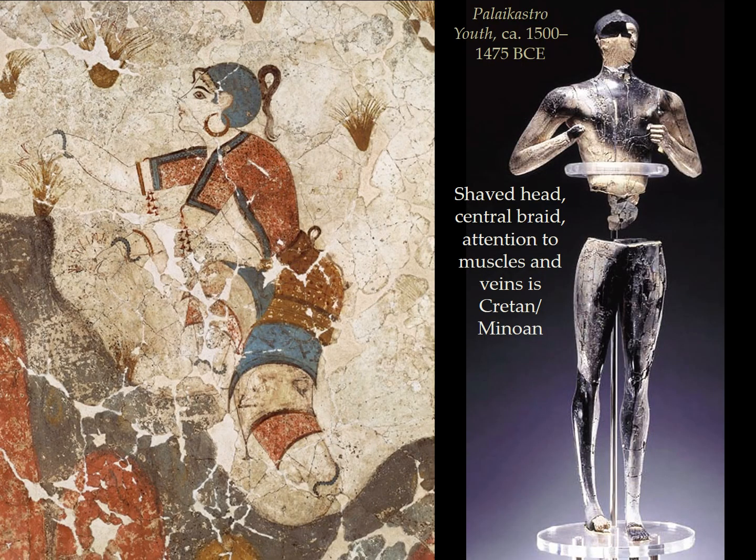We also find that his head is shaved and he has a central braid. And there is much more attention paid to the musculoskeletal system, as we find the muscle groups are outlined, as are the veins in the figure. This is distinctly Minoan, as we see here an image of a young woman as well. Both men and women would shave their hair and braid it into a central braid in the center until reaching puberty, and then women would let their hair grow out.